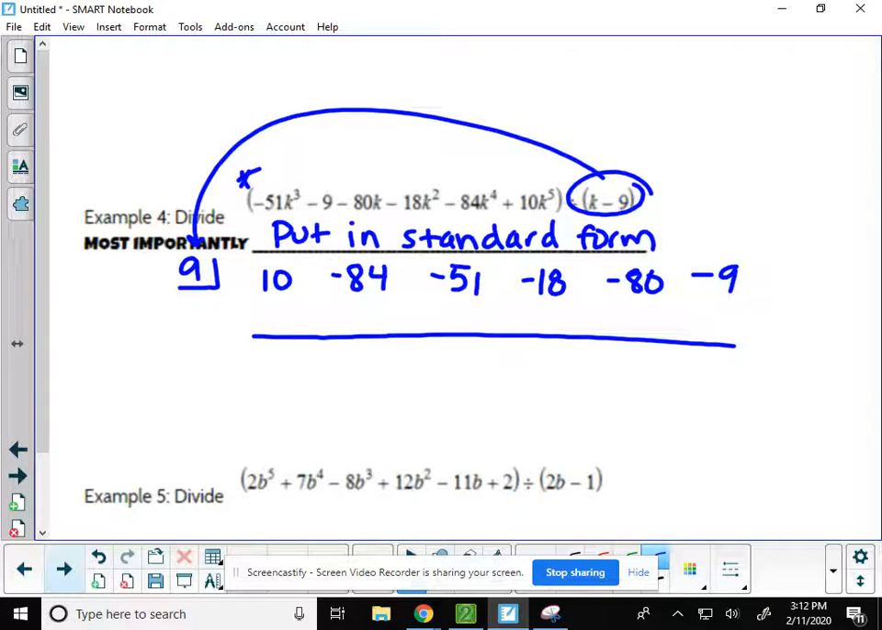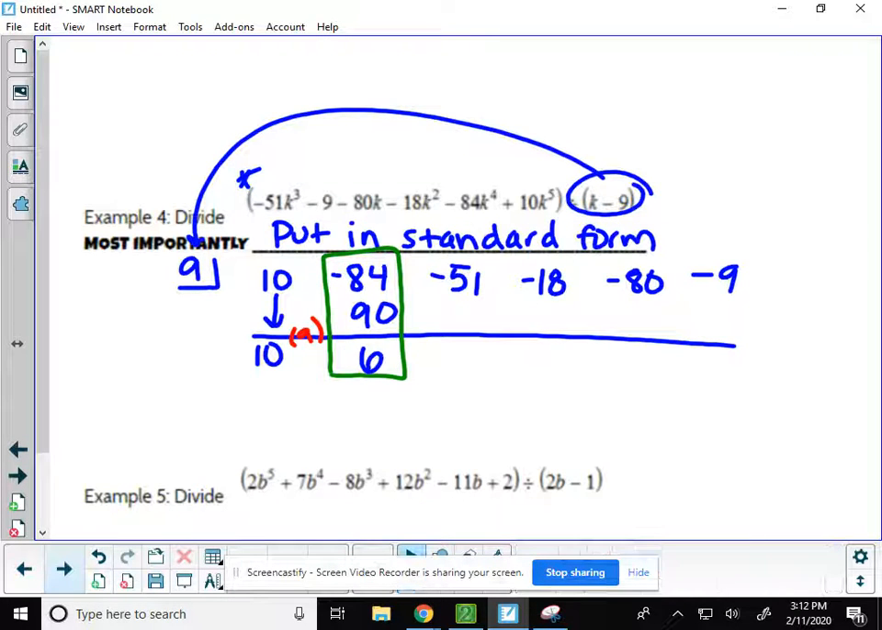Okay, 100% of the time always, we drop down this first number. Then we take that number and we multiply by 9, because that's what's in the box. We get 90. Then this becomes its own problem. Add those together and you get 6. Now you're taking 6 and you're multiplying that by 9. That's going to give me 54. Okay, this becomes its own problem. And you get -3. Take -3, multiply it by 9. I get -27.